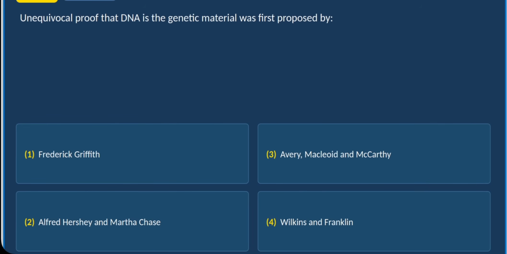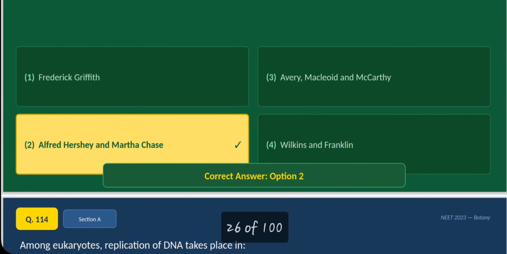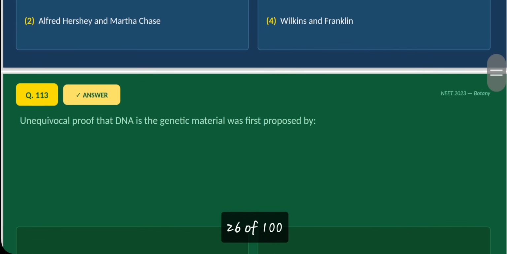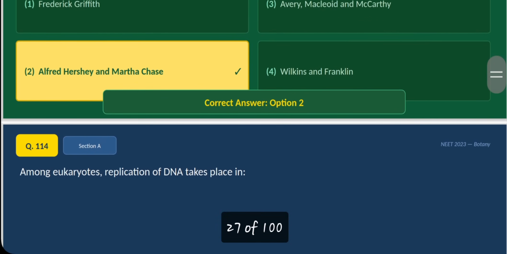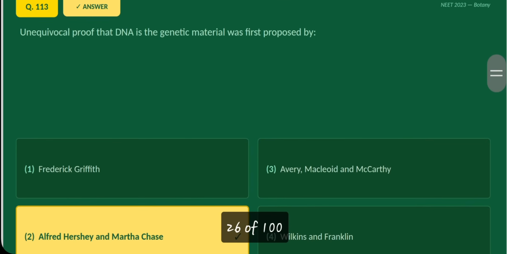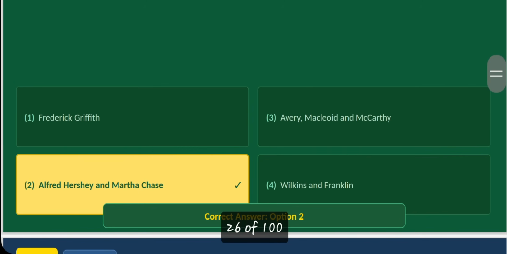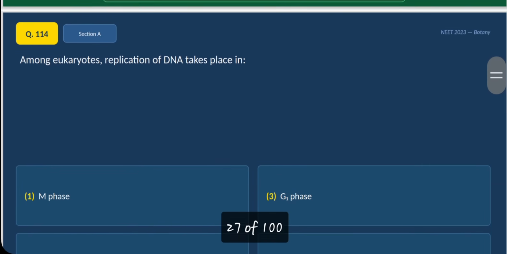Unequivocal proof that DNA is the genetic material was first proposed by Frederick Griffith, Avery, MacLeod, and McCarty, Alfred Hershey and Martha Chase, or Wilkins and Franklin. The answer is Alfred Hershey and Martha Chase. Their experiments, the Hershey and Chase experiments, proved beyond doubt that DNA is the genetic material. Even though Avery, MacLeod, and McCarty discussed the transformation process, which is evidence for it, here they have given it as unequivocal, foolproof evidence, that DNA is the genetic material is proved by the Hershey and Chase experiment. So the second option is correct.